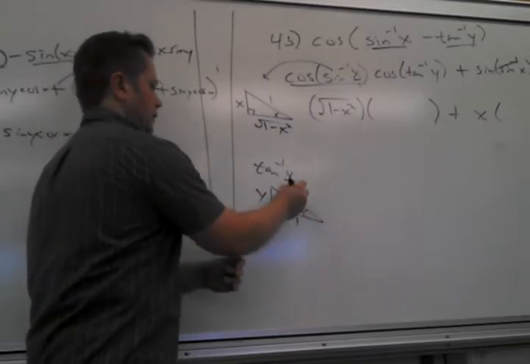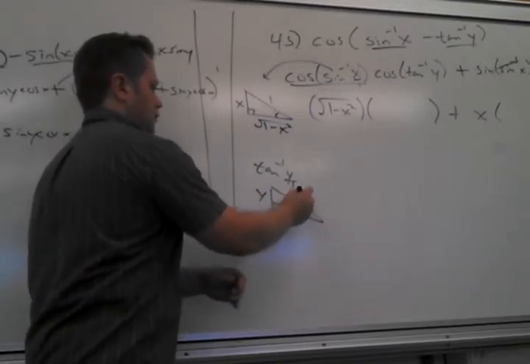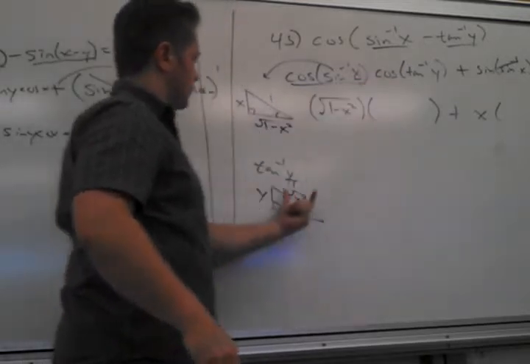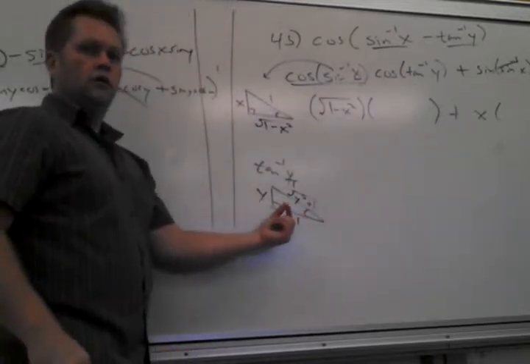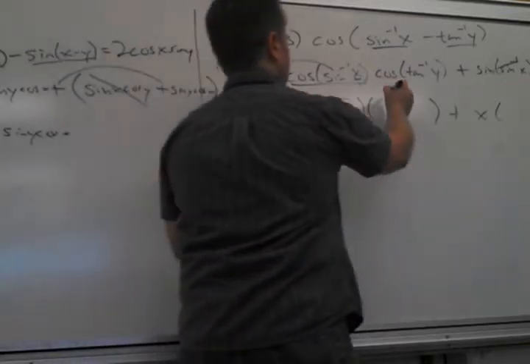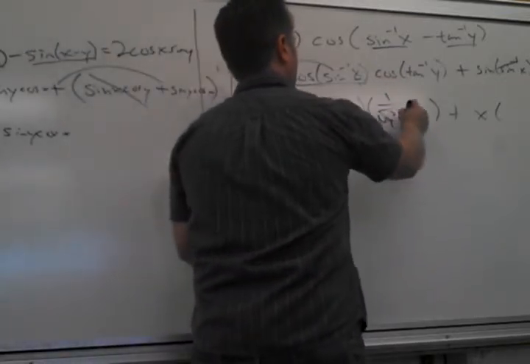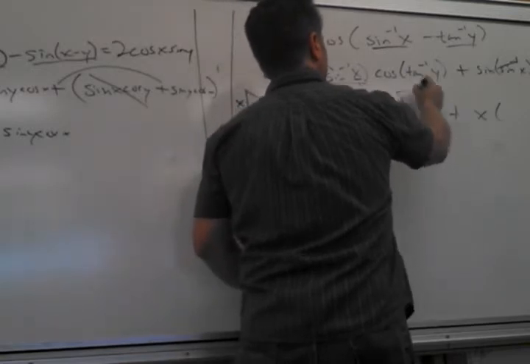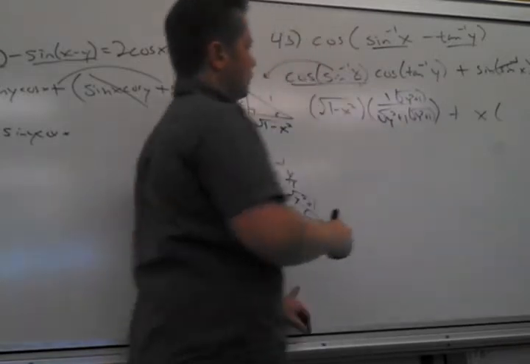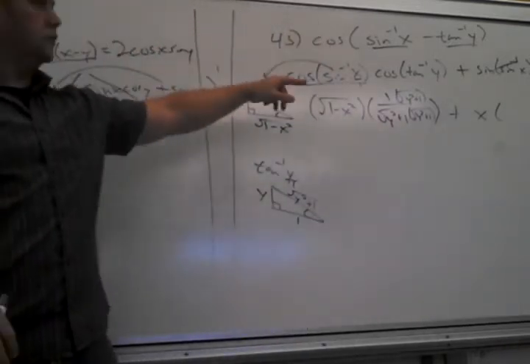So what's that hypotenuse going to be? The square root of y squared plus 1. So what's the cosine of that going to be? 1 over the square root of y squared plus 1. But don't you have to rationalize? Yeah, you can rationalize that by multiplying top and bottom by that radical.